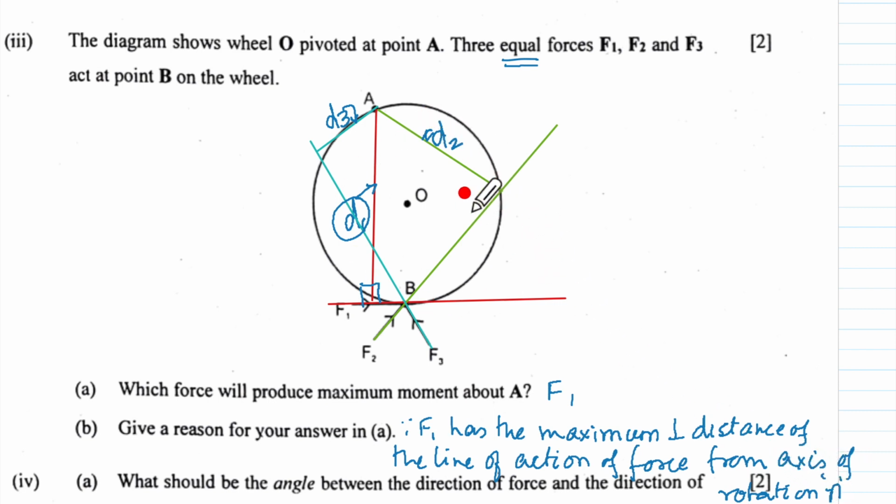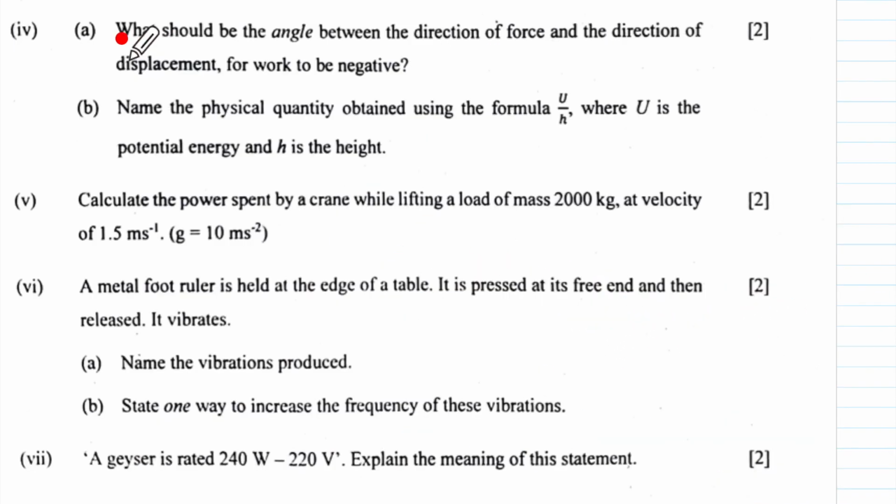You could draw a small diagram, something similar to this, and show that my D1 is going to be greater than D2, greater than D3. If you mention it like this, that will be fine. Fourths apart, what would be the angle between the direction of force and the direction of displacement if the work is supposed to be negative?